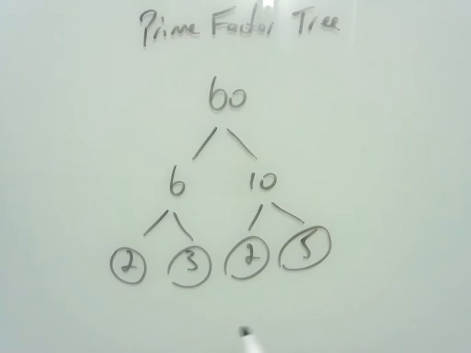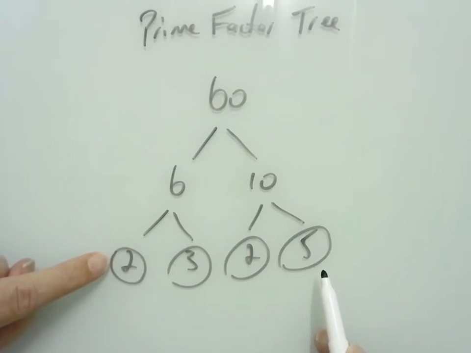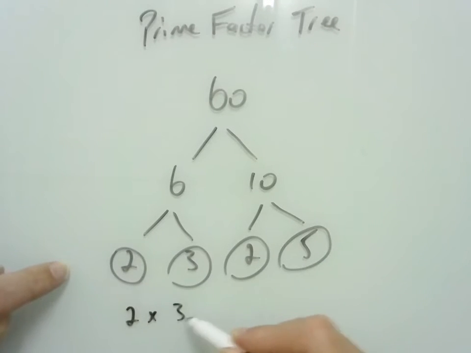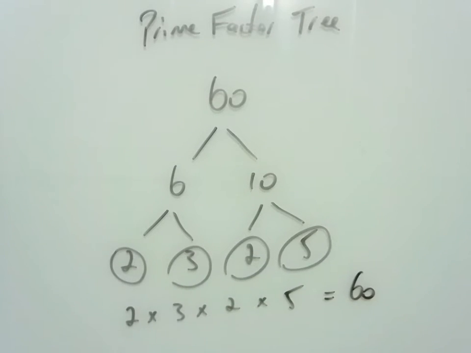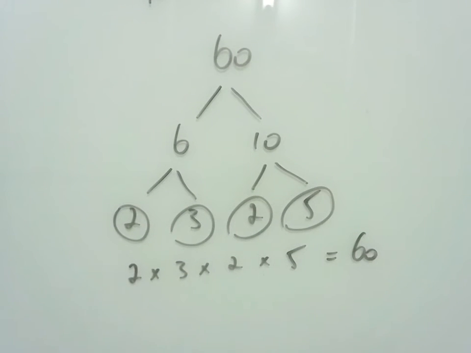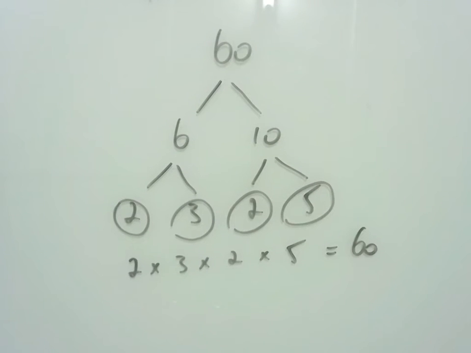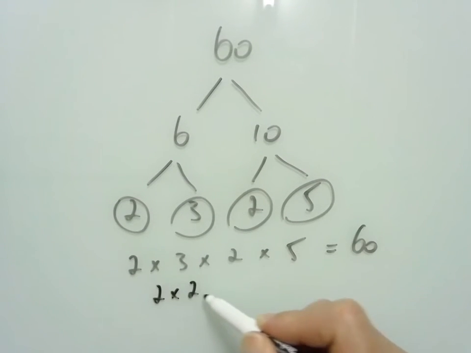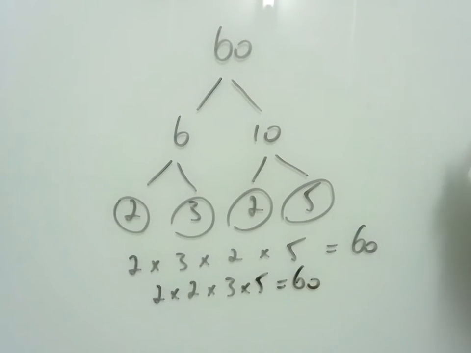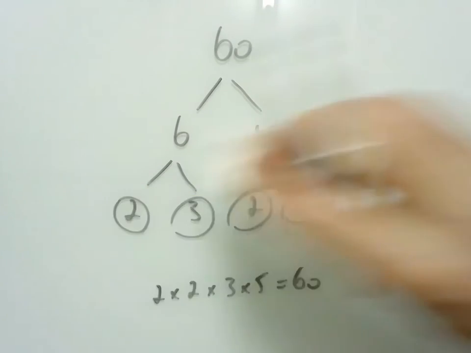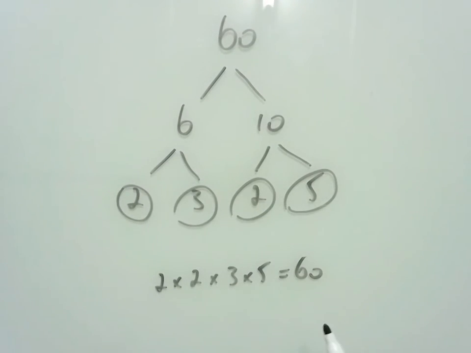What I can say from that, as soon as they're all circled, I'm going to say 2 times 3 times 2 times 5 equals 60. So this is representing 60 as a product of prime numbers. Now listen very carefully. Just to be neat, because we're mathematicians, see those two 2's? We're going to write it like that because that would be just a little bit nicer, and we like simplest form. So that is listing 60 as a product of prime numbers using a factor tree.